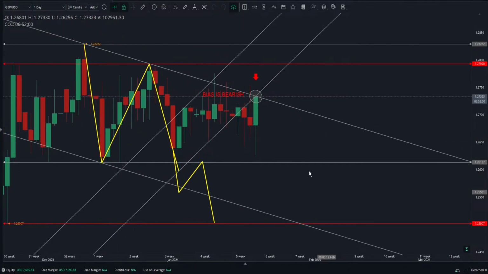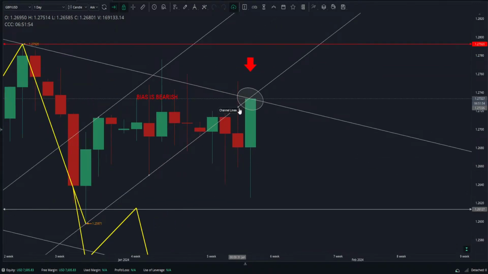Looking at the pound, it also faced some similar reality, and right now, today, it is in the area where we can look for a selling opportunity. Looking at this price action here, this price action, this price action, I think this is an area, 1.2733, where you should be looking for a selling opportunity.